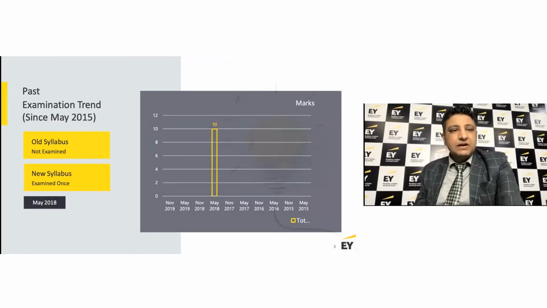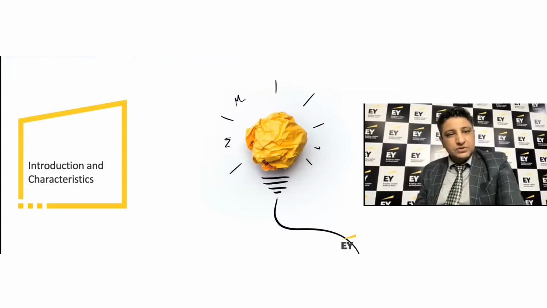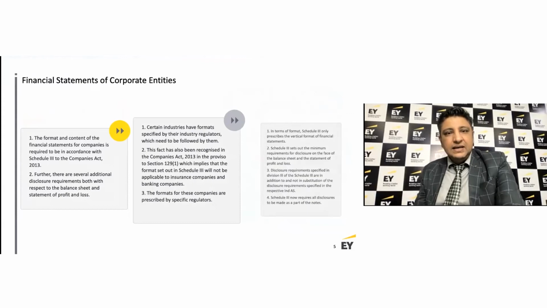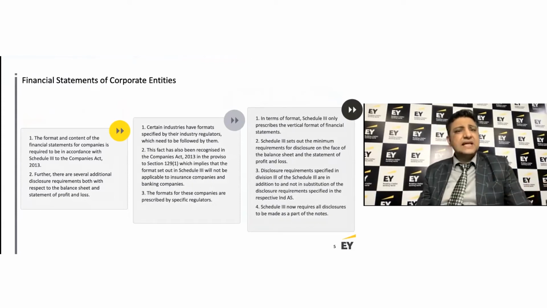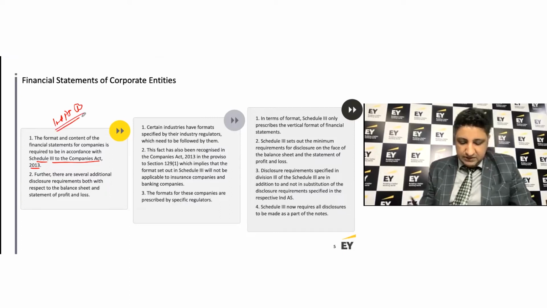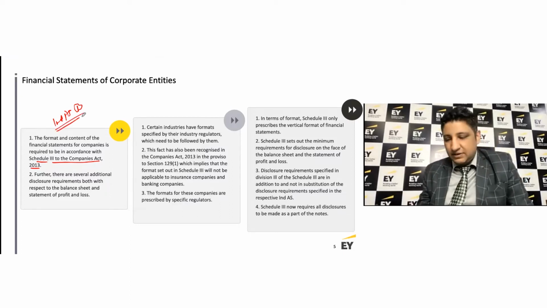So when I look at this particular scenario, we talk about, of course, the attributes and the introduction. We have briefly talked about the introductory part of it. And when I look at this entire gamut, the financial statements of corporate entities are very much identified under Schedule 3 of the Companies Act 2013. Of course, the entire Ind AS 1, which is read along with Schedule 3, gives complete information about what format we need to follow, what the content is, and what the minimum line items are.